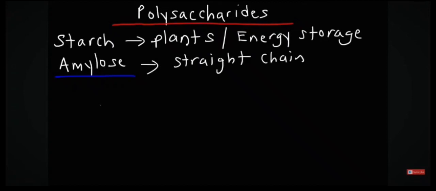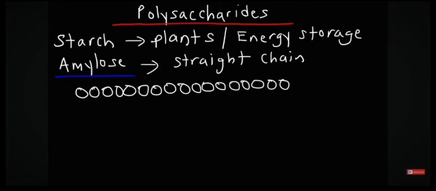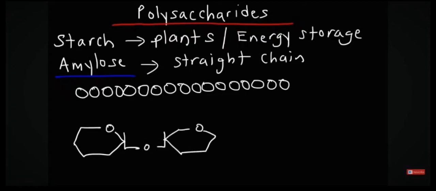Now, it looks like this. If we connect all the glucose monomers in a straight chain, the bond that connects the glucose monomers is an alpha 1,4 glycosidic bond. Now, I'm not going to draw the whole structure, but let me show you why it's called an alpha 1,4 glycosidic bond.